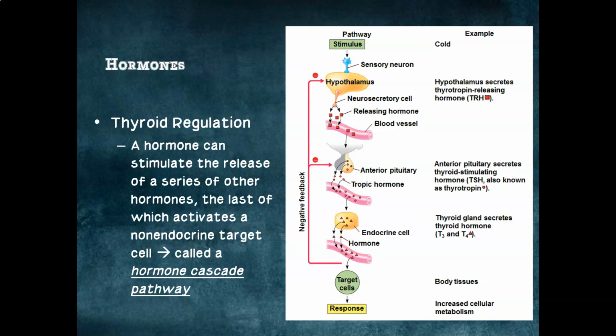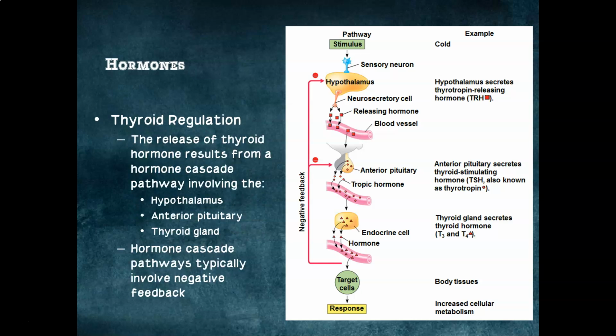But at the same time, we can also regulate these levels a little bit as well. And in fact, this one happens to work all by negative feedback. So here's kind of what I've just talked you through, right? The release of that thyroid hormone results in this hormonal cascade, and it's involving multiple different secretory glands in your body before you ultimately get to that target cell.